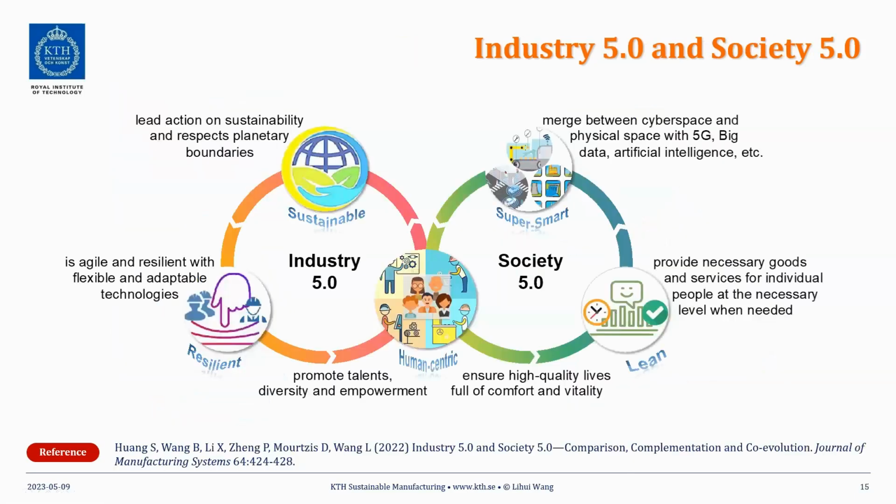Another related issue is Society 5.0. Society 5.0 was introduced by the Japanese government in 2016, 5 years before Industry 5.0. The interesting thing here is they share a common element, which is human centricity. For industry, humans need to be in the center. For society in the future, humans also need to be in the center.